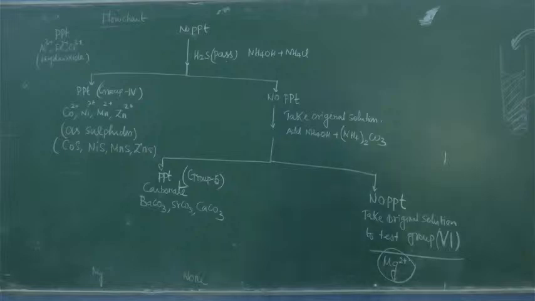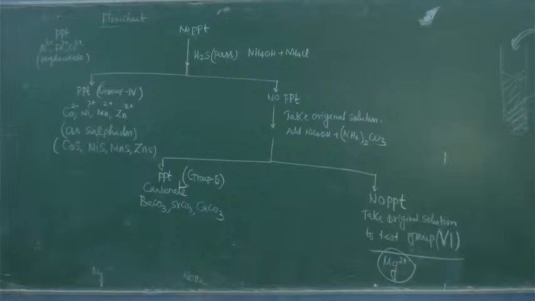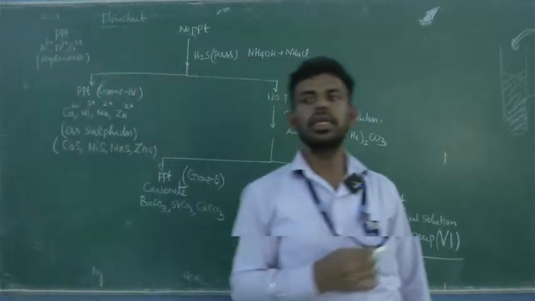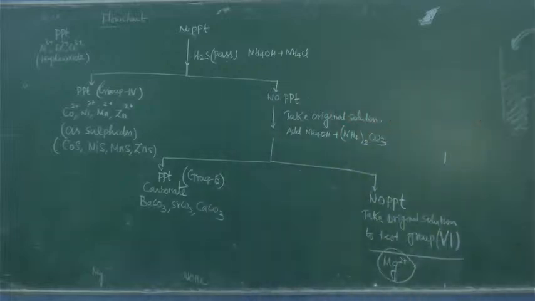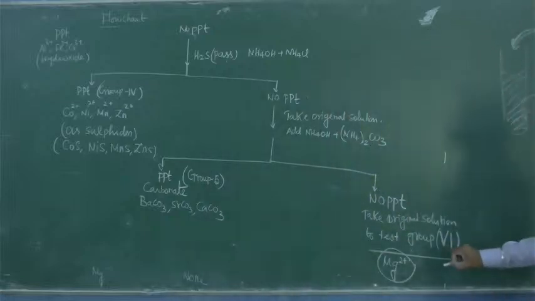Again, precipitate or no precipitate? If you get a precipitate, it will be a sulfide. What cations can be there? Cobalt, nickel, manganese, zinc. Correct? If no precipitate, you have to take the original solution. What should we add? Ammonium hydroxide plus ammonium carbonate. If you get a precipitate, what carbonate ions can be there? Barium carbonate, calcium carbonate, strontium carbonate. If you do not get a precipitate, you have to go for group 6; the test for Mg2+ has to be done separately.